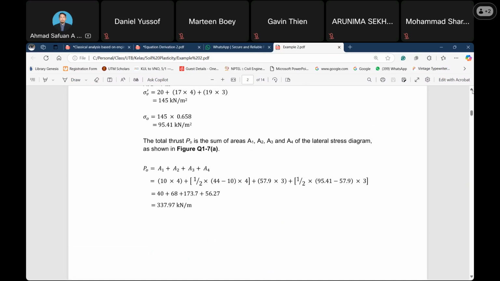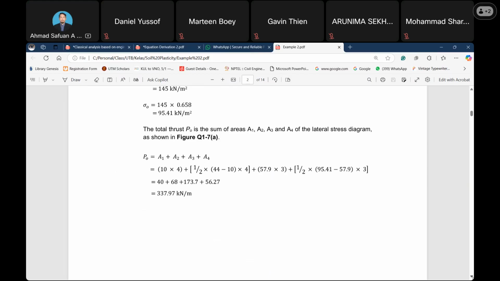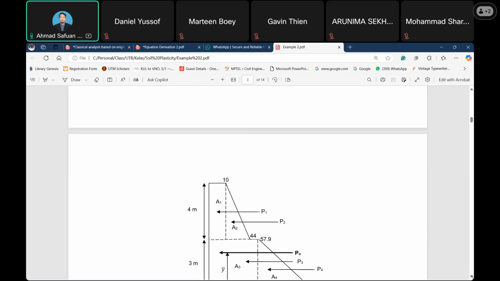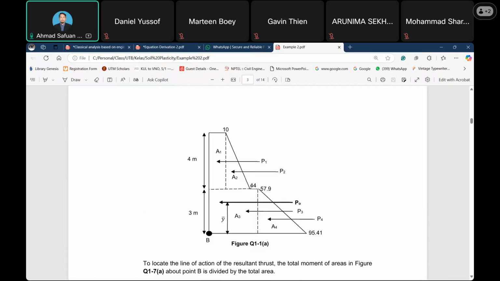So to get the total resultant thrust, we need to determine the area, A1 plus A2 plus A3 plus A4. As I mentioned before, we need to consider only rectangular, square, and also triangular shapes.